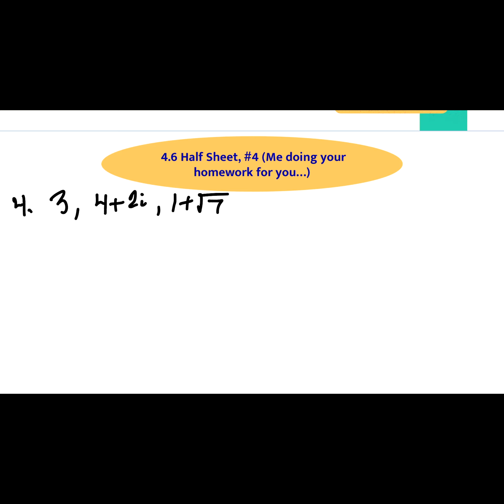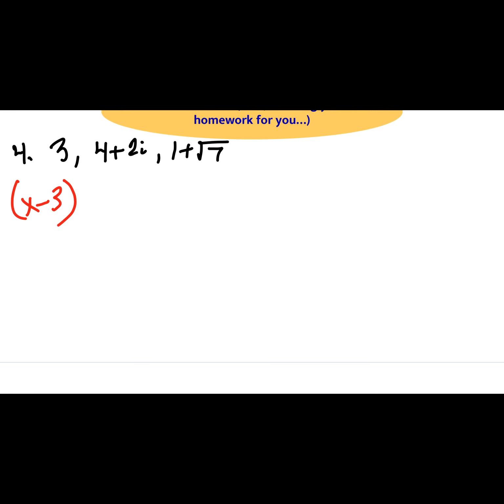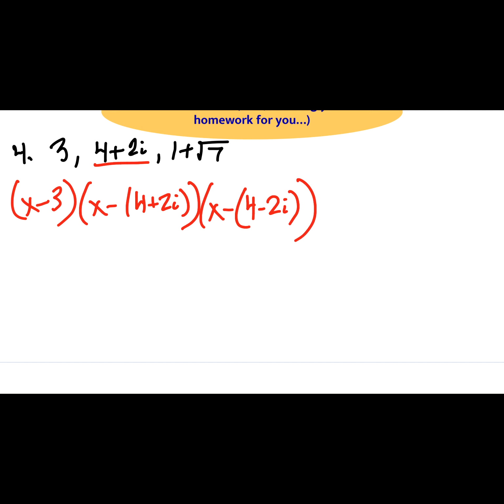Now, if we look at the number 3, it's a positive 3, so x minus 3. When we write this, we need one that is x minus 4 plus 2i, and x minus 4 minus 2i. So our default operation is subtraction for both, but when we look inside our parentheses, that's where the conjugate is, because we have a plus for one and a minus for another, which makes way more sense looking at our definition.